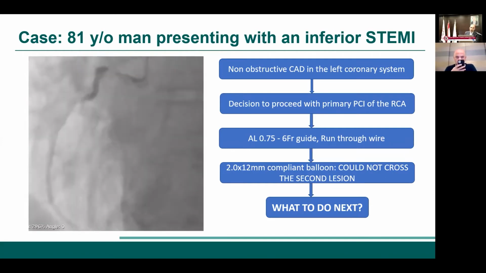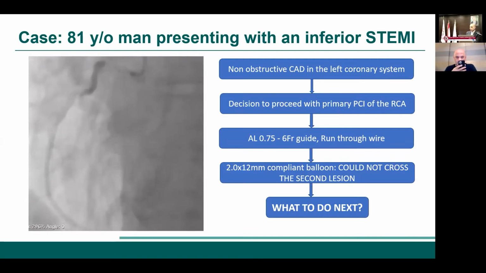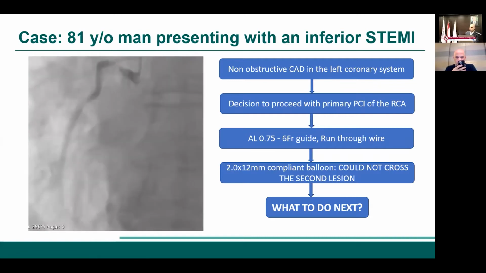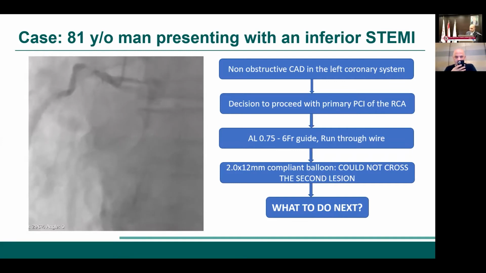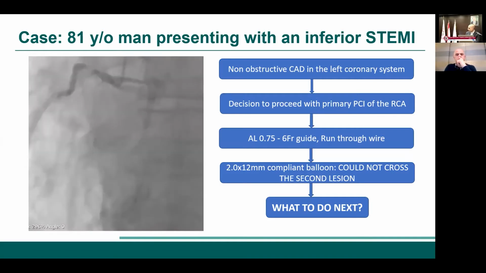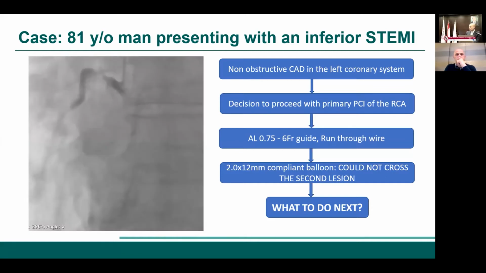And, trying to keep it simple in a STEMI, we went to a 2.0 compliant balloon and could not cross the second lesion. So here we are: we have a guide, we have a wire, and we can't cross. Starting simple, maybe we ask our panelists what to do next. The patient is stable, there's no hemodynamic instability, he's just having a little chest pain. Does anyone want to jump right to modification, or use some other tricks first?